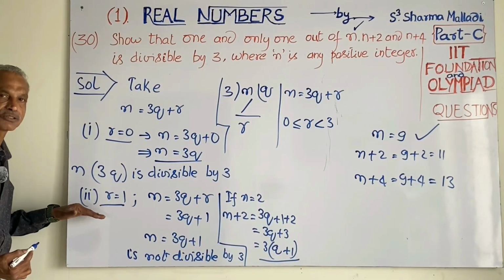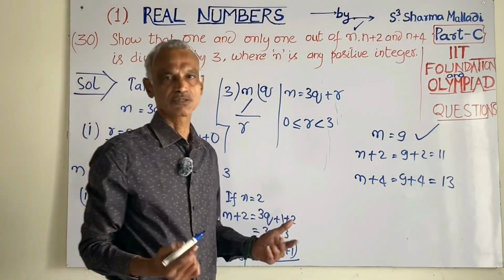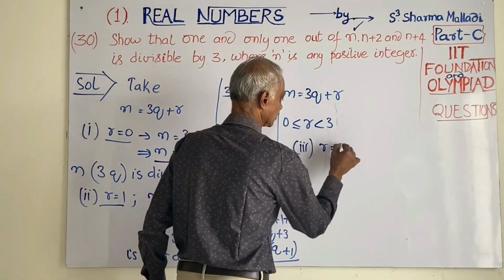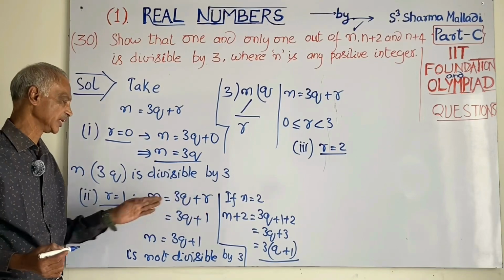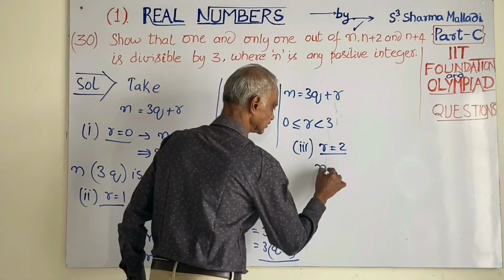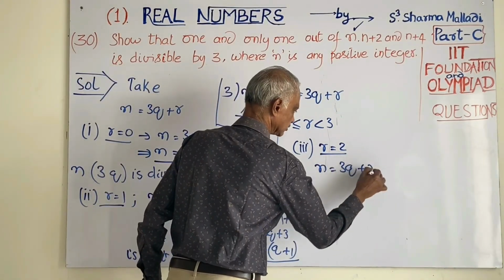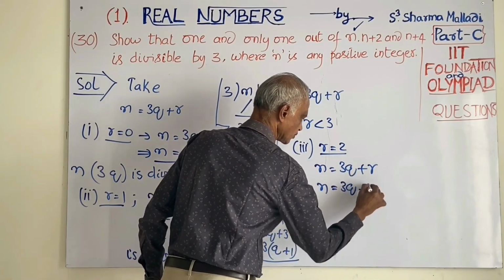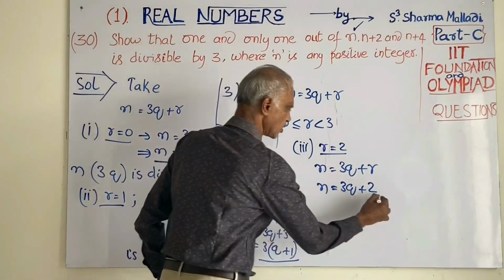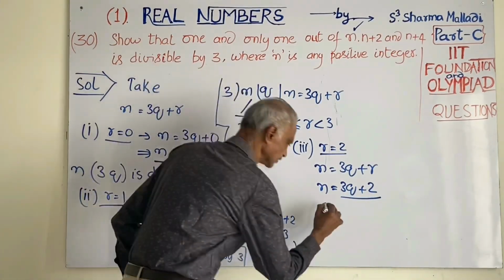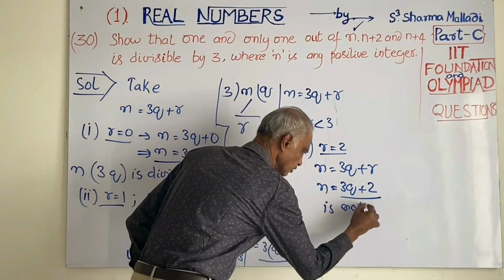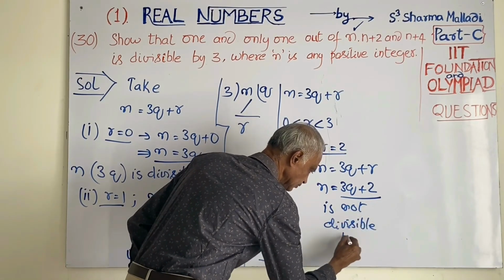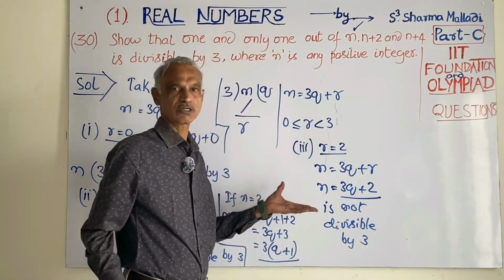Next you take r is equal to 2, whether it is divisible by 3 or not. Now you take r is equal to 2. Substitute r is equal to 2 in n is equal to 3q plus r, n is equal to 3q plus 2. It is not divisible by 3.